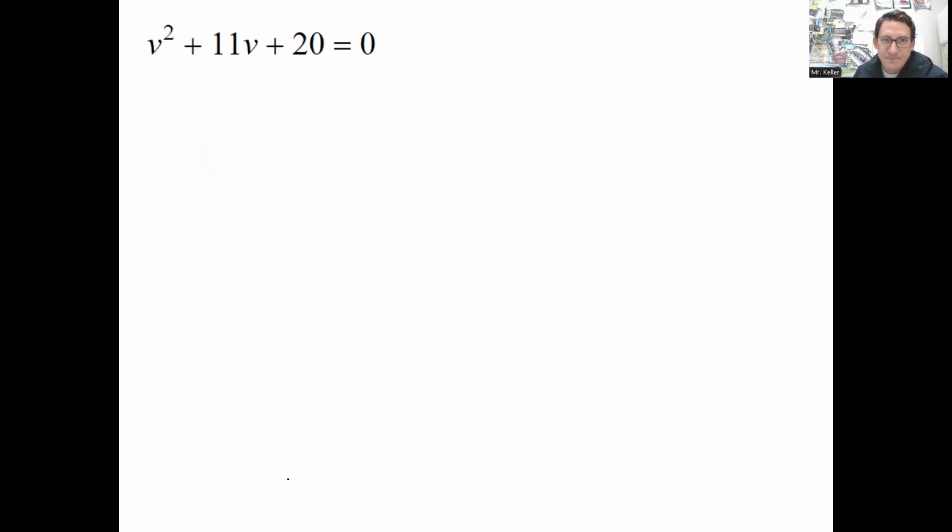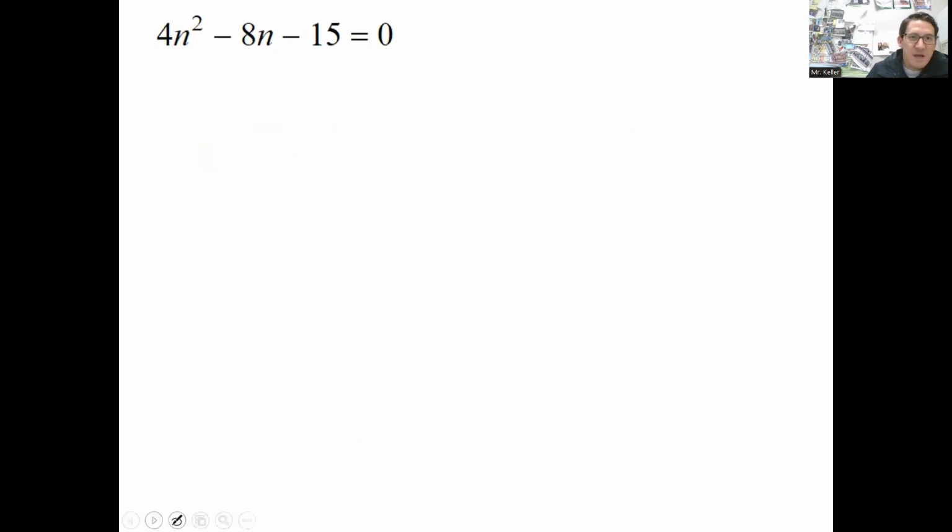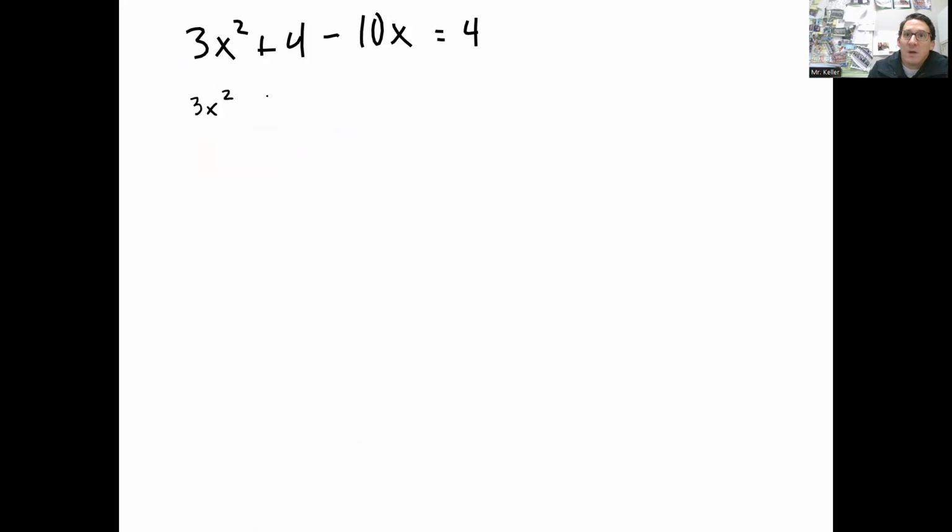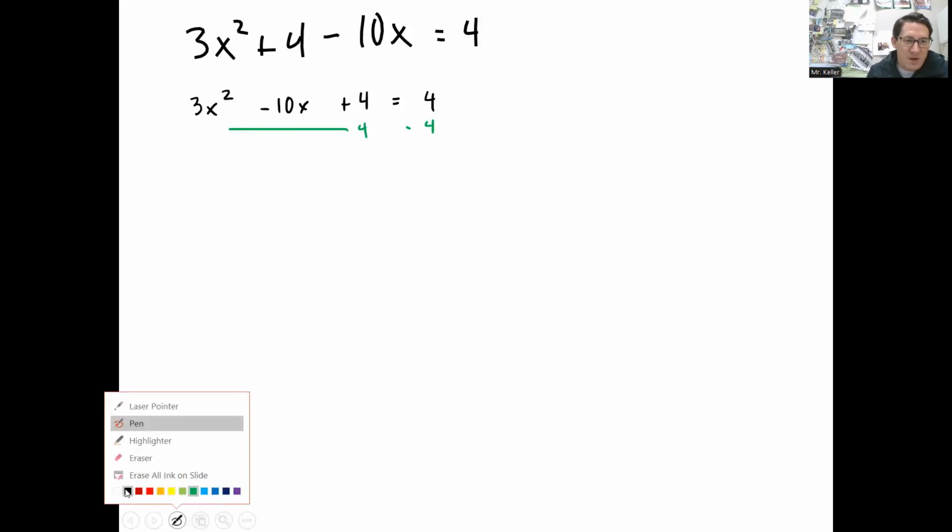Let's do one more. So identify your A, B, and C. Actually, we're going to skip ahead to this one. This isn't in the correct order, so we need to put it in the correct order. We have 3x squared minus 10x plus 4 is equal to 4. And we need it in standard form, so I need this 4 over on the other side.